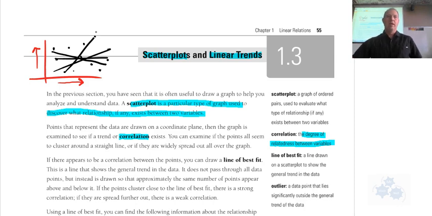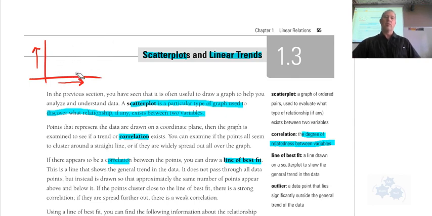The line of best fit, I think we've talked a little bit about that as well. If there appears to be a correlation between the points, you can draw a line of best fit. A line of best fit is a line that shows the general trend of the data, a line that goes through or close to going through most of the points. So for example, up here on the left, if we have points that go like this, that looks pretty linear, doesn't it? A line of best fit would travel through as many points as possible, a straight line.